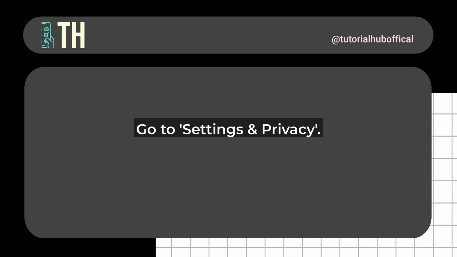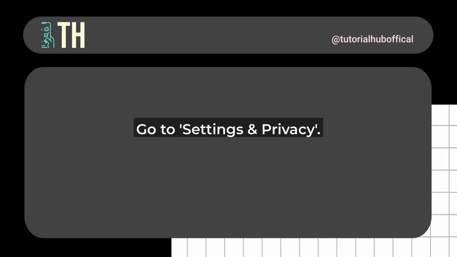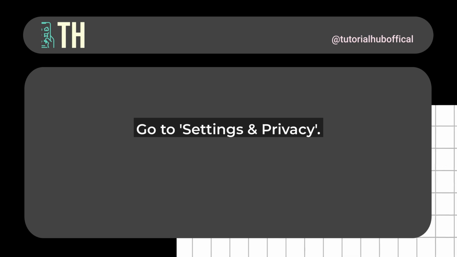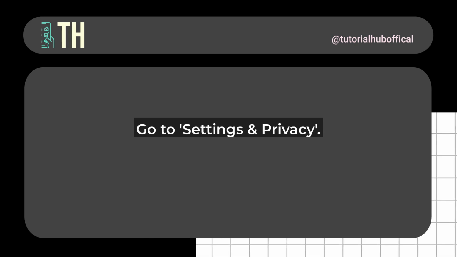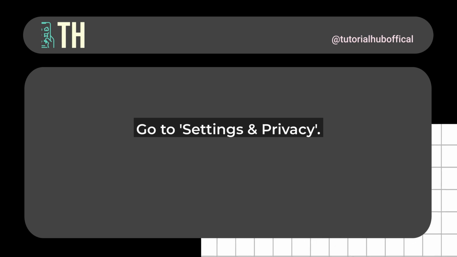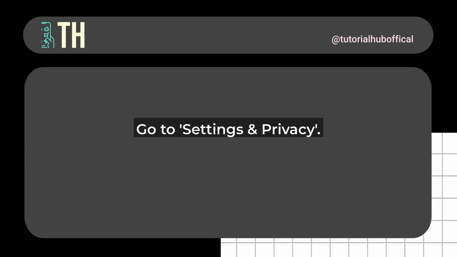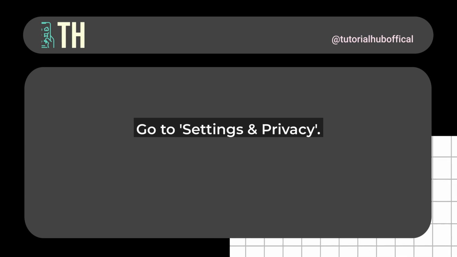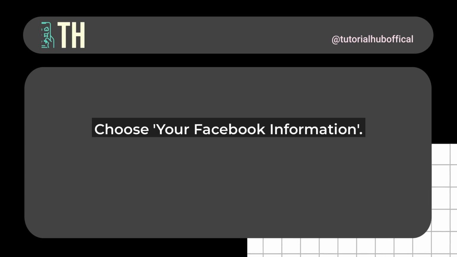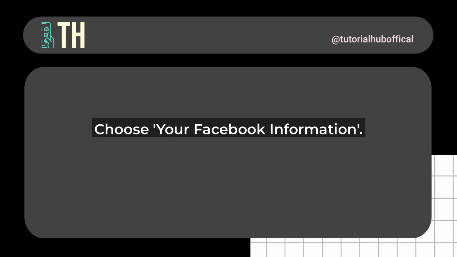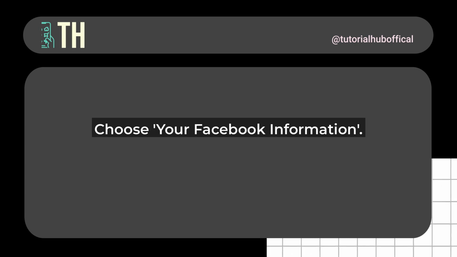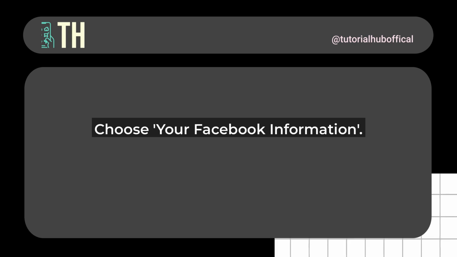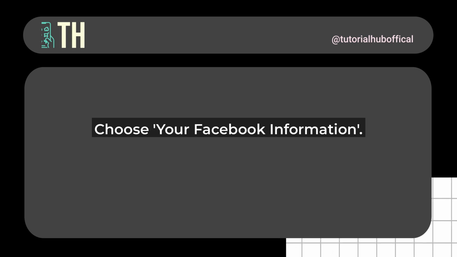Now, once you're on your profile page, look for the menu options. You'll see a three-dot icon or settings gear, tap on that. This will bring up a drop-down menu. Scroll down until you find Settings and Privacy, and tap on it. Inside there, look for Your Facebook Information, or something similar. It's been streamlined in 2025 for easier access. Then, select Activity Log. Boom!